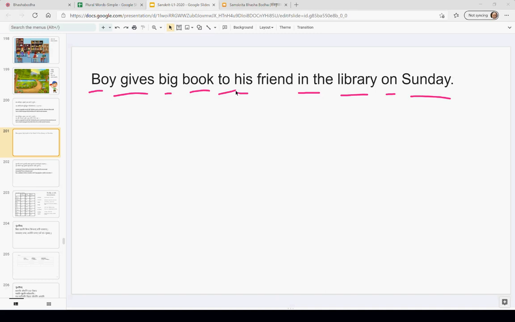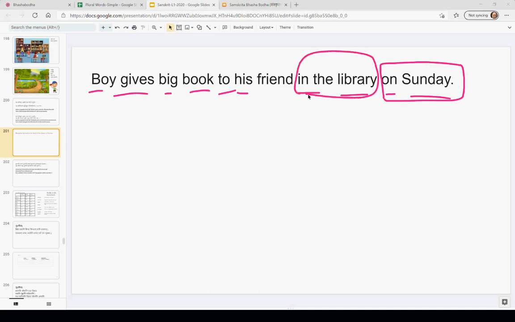And here on, in the, and big, etc., or to, they also have their own role, right? Because we can't just use Sunday. Boy gives big book to his friend in the library Sunday. So in English, that doesn't mean anything. We need on. So on Sunday, that preposition has to be attached to convey that meaning.